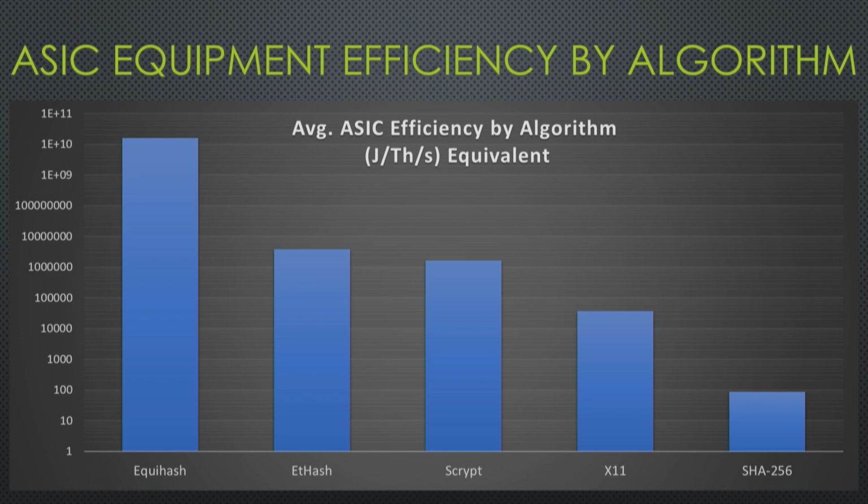And this is all of those previous averages plotted against each other, looking at average ASIC efficiency by algorithm, normalized into joules per terahash per second. And so you can see the ranking of efficiency based upon the algorithm that some of these ASICs have been deployed upon. SHA-256 has the most efficient hardware deployed on it in terms of electrical consumption and hash output. And Equihash, interestingly enough, Zcash doesn't appear to be as popular for miners or mining equipment manufacturers to deploy hardware onto.